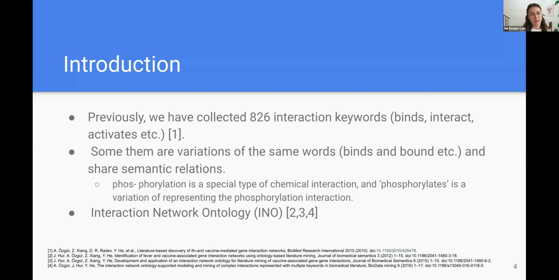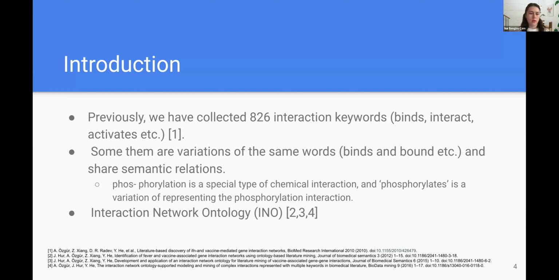In our previous study, we collected 826 interaction keywords, such as binds, interact, activates, and so on. Some of them are variations of the same word. For example, there is binds and bound. They actually represent the same interaction, but they both exist in the ontology we have.